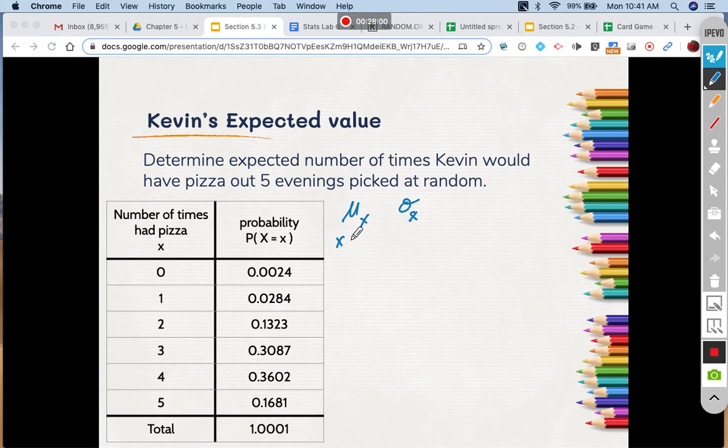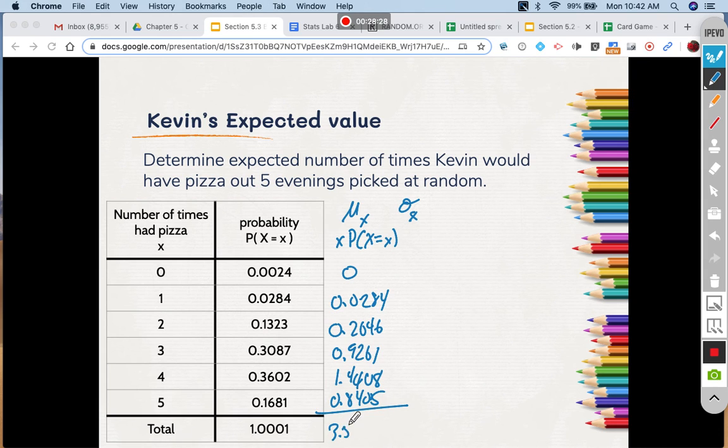So to find mu, we're going to need x times the probability that X equals x. So we multiply those out, we get 0, 0.0284, 0.2646, 0.9261, 1.4408, 0.8405. We add those up together, we're going to get 3.5004. So my expected value is 3.5, approximately.